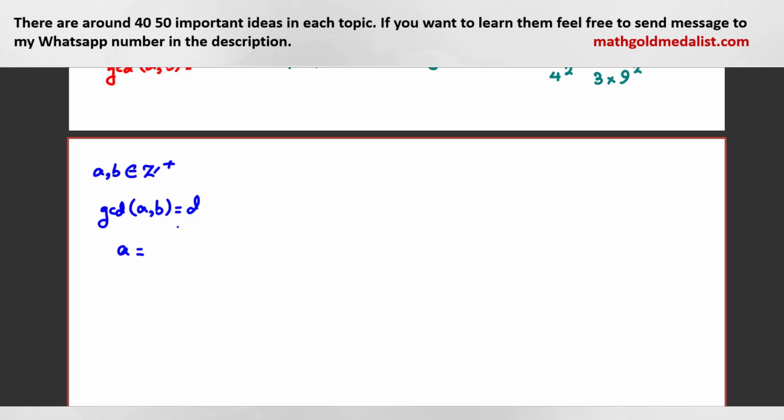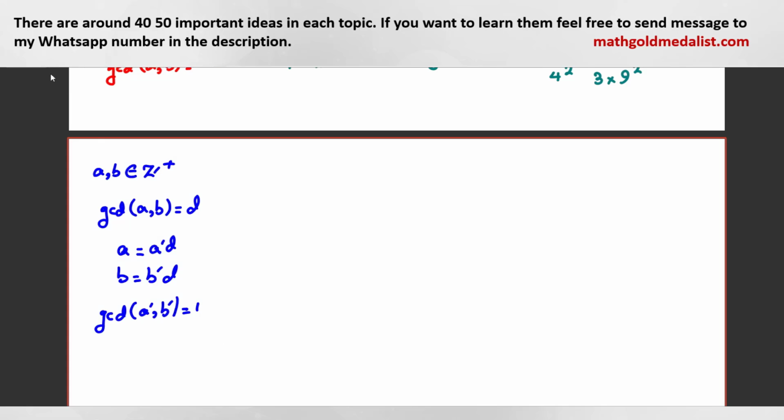D can be 1 or any other number. Do you agree? Because GCD is what? Greatest common divisor. So a is multiple of d or d is multiple of a? A equals a prime d. Exactly. And b is b prime d. And can you tell me GCD of a prime, b prime is what? 1. Yes, because if it is greater than 1, then GCD of a and b will be greater than d, right? Yeah.